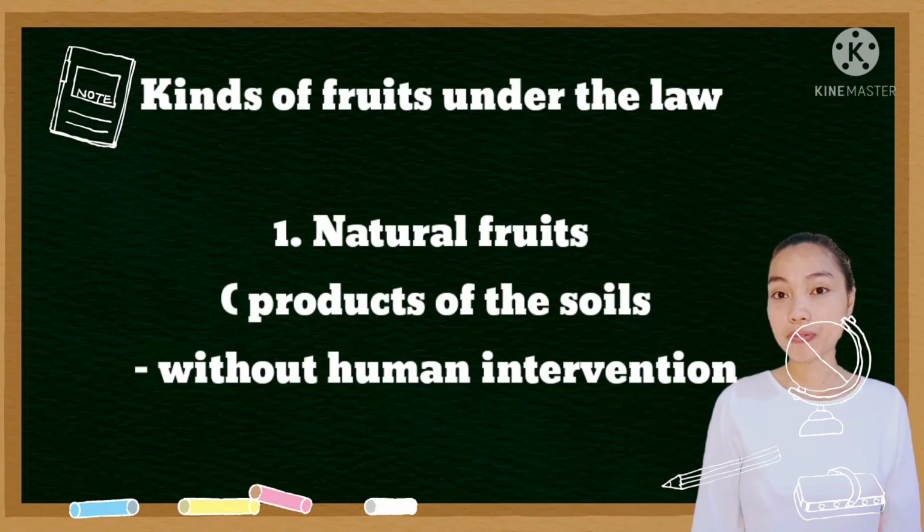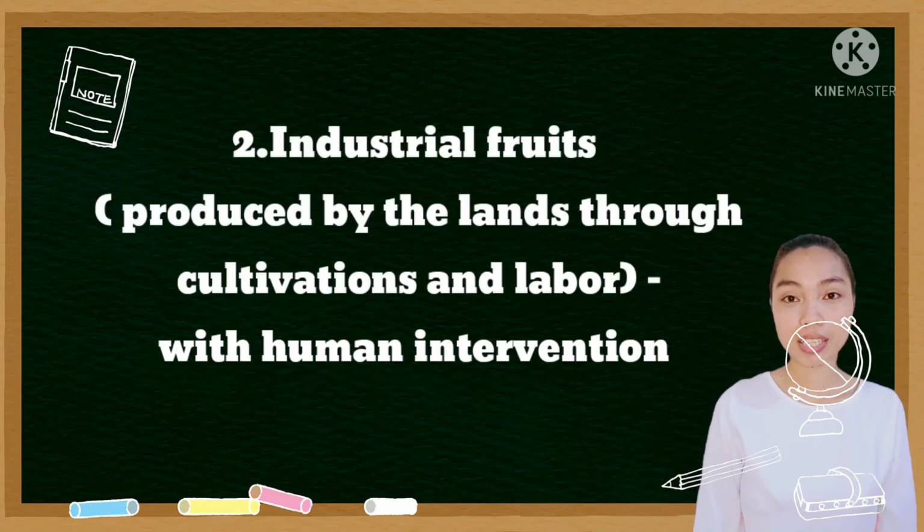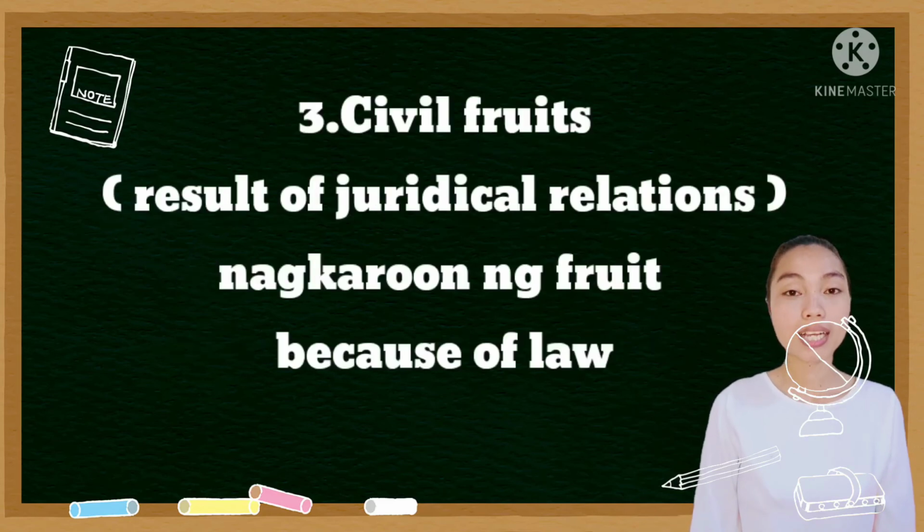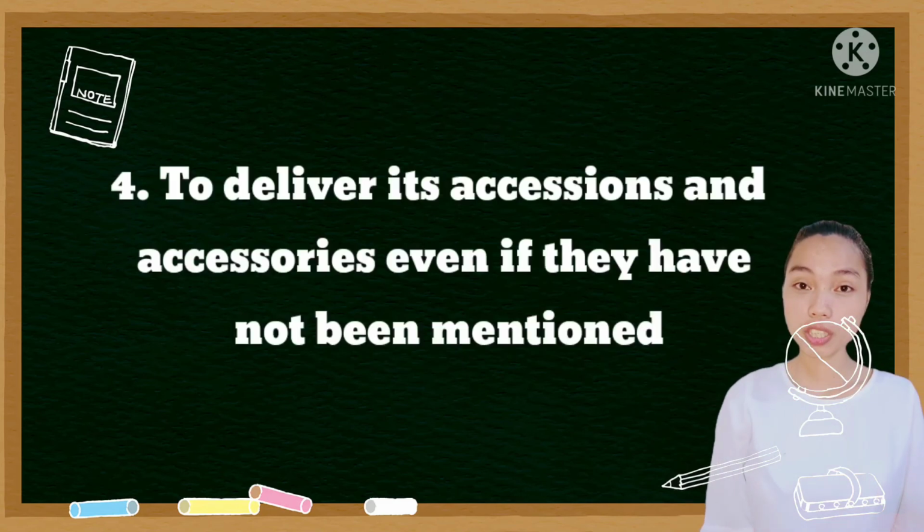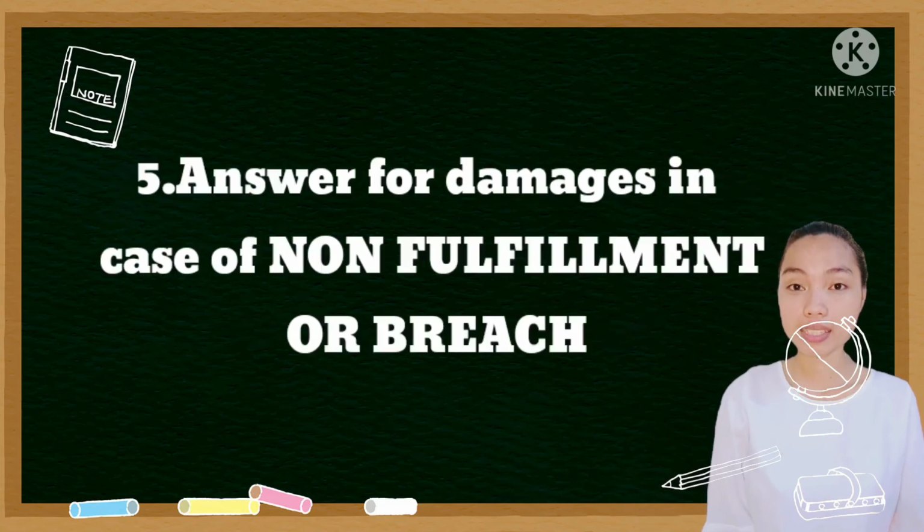There are three kinds of fruits under the law. First, natural fruits, the produce of the soil, without human intervention. Example, a tree that bears fruit by itself. The second is industrial fruits, produced by the lands through cultivation and labor, with human intervention. Example, crops, or the fruit of labor. The third is civil fruits, results of a juridical relation, fruits that arise because of the law. The fourth duty is to deliver its accessions and accessories even if they have not been mentioned. The last is to answer for damages in case of non-fulfillment or breach.